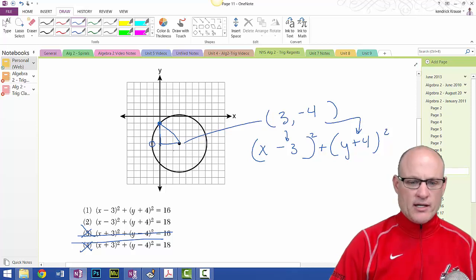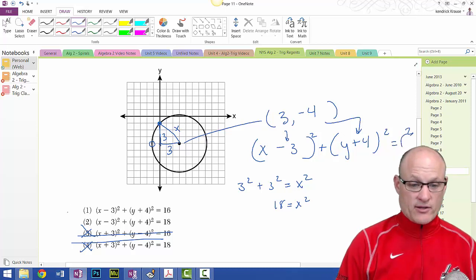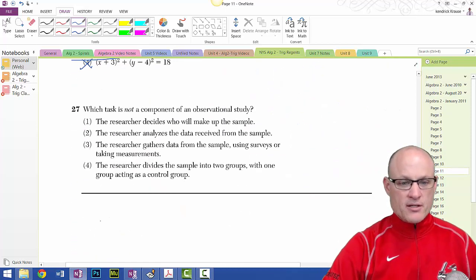But let's see why. This is 3, and this is 3. So if I want to find the hypotenuse, I'll do 3 squared plus 3 squared equals x squared, so x squared is equal to 18. And if you remember correctly, on the right side goes the radius squared. And that's why it's choice 2, not choice 1.